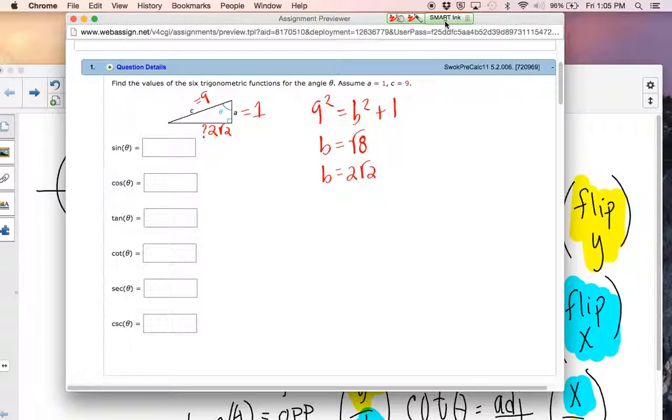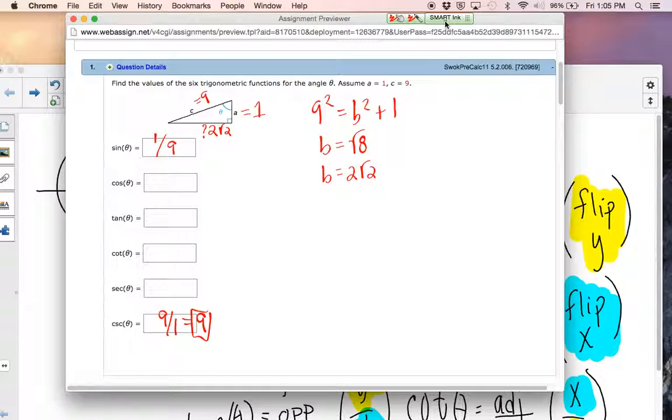I'm not going to do all of them. You guys can finish. I'll do sine. Sine is opposite over hypotenuse, so it's 1 over 9. Come down here and do its reciprocal. That means cosecant is 9 over 1, which is just 9.